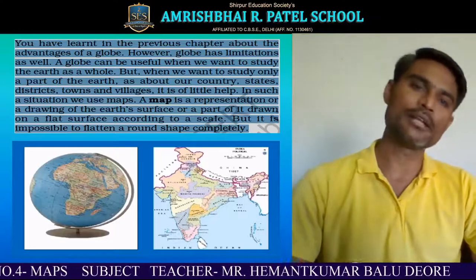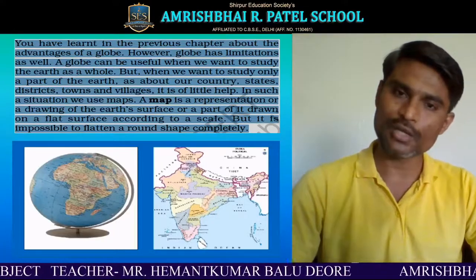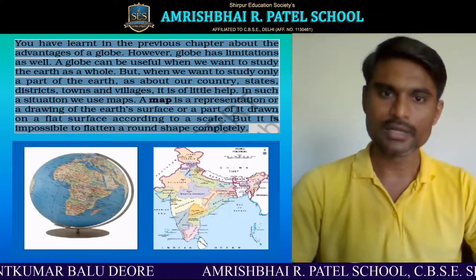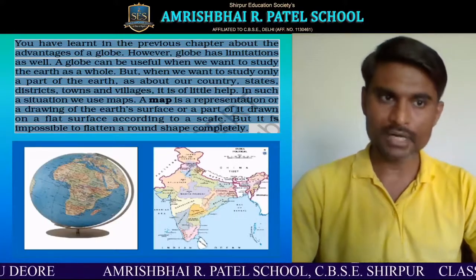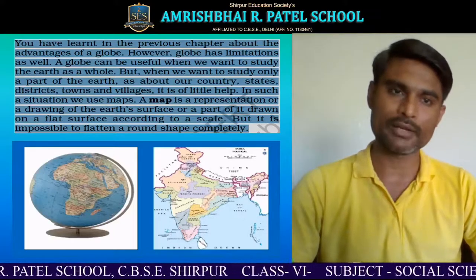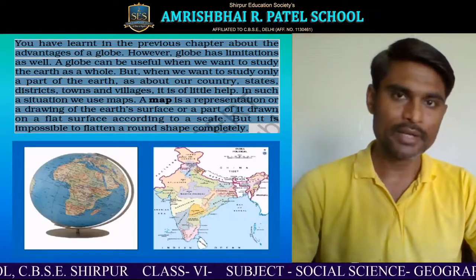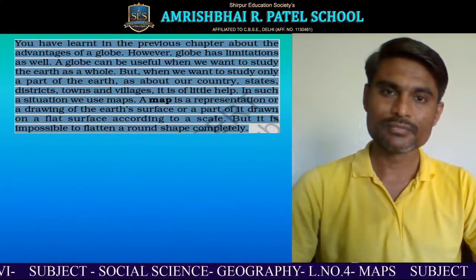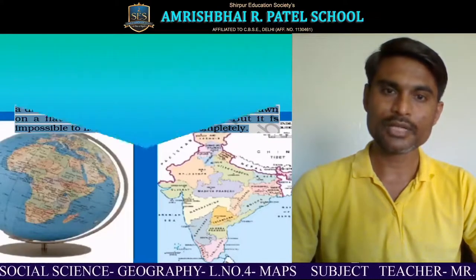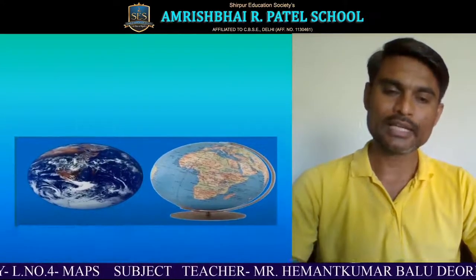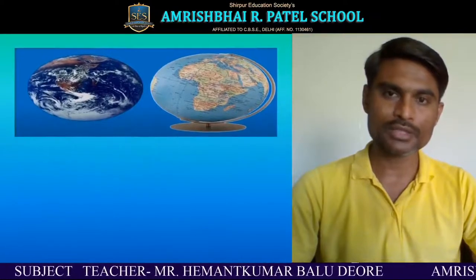A map is a representation or a drawing of Earth's surface or a part of it, drawn on a flat surface according to a scale. But it is impossible to flatten a round shape completely. Alright, let us move ahead. I have told you the globe is a replica of the earth.